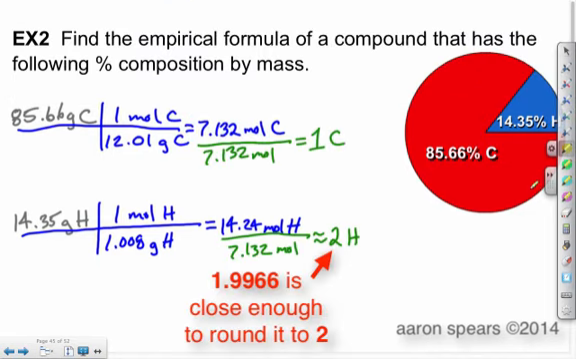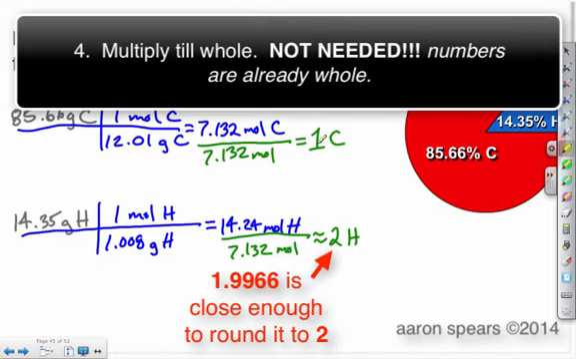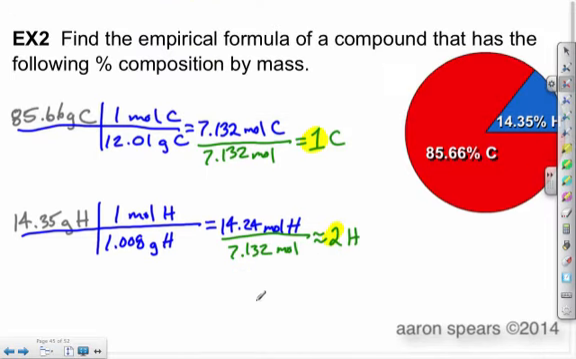In this case, that would be 7.132 moles. At this step in our previous problem, we had to multiply our answers until we had whole numbers. We can see that fourth step is not necessary because our numbers are already whole numbers. So at this point, we can write our answer. Our empirical formula is CH2.